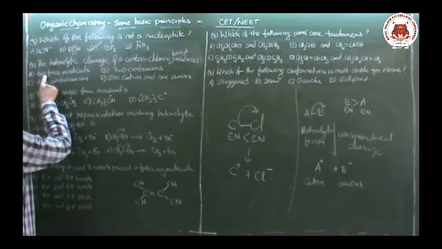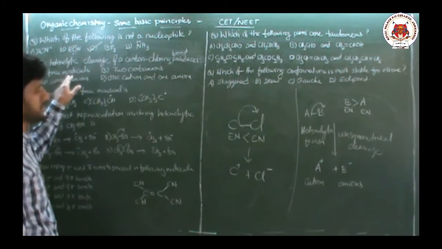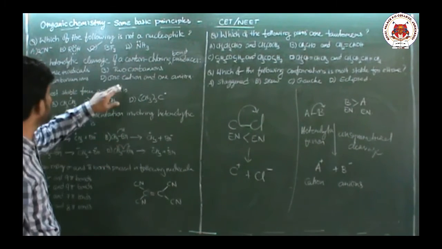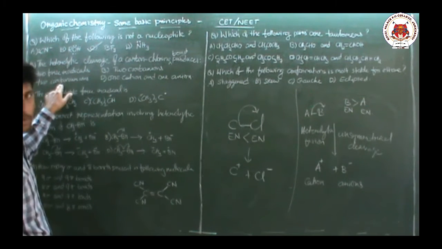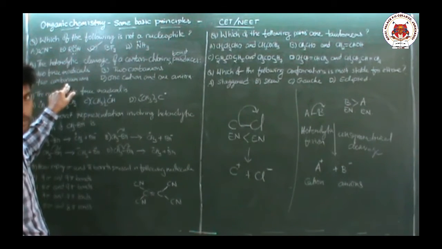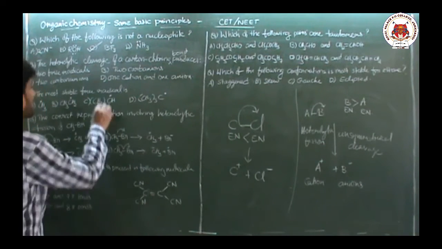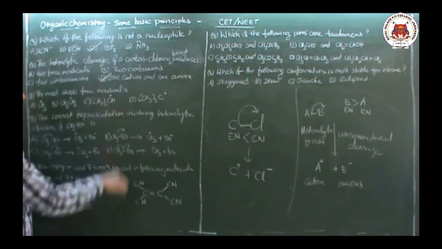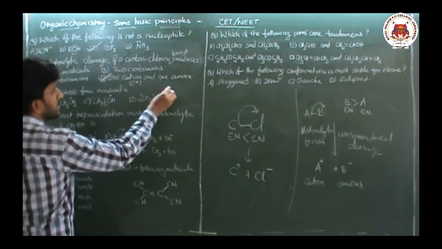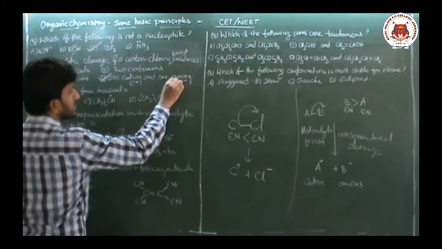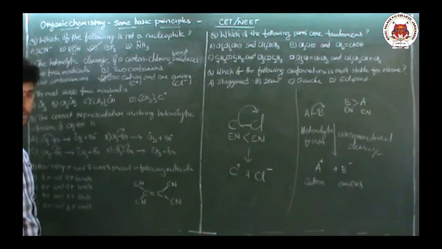So the options: two free radicals are produced. In heterolytic fission, one cation and one anion should be produced. Here, two carbanions, two carbocations or two carbonium ions. One cation and one anion. Which is the correct option? One cation and one anion is produced. What is the cation? Carbocation, C plus. What is the anion? Chloride ion is produced. Okay? That is heterolytic cleavage.